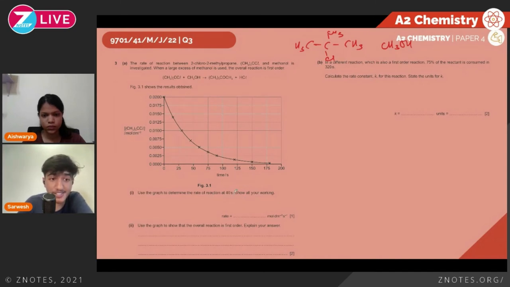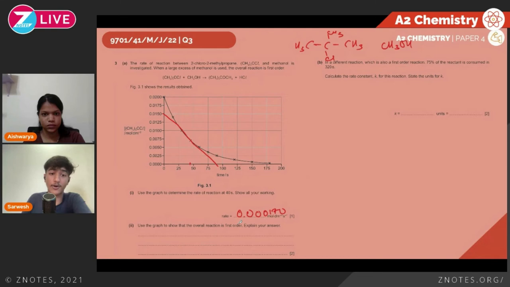So, rate of reaction at 40 seconds. Let's see, where is 40 seconds? Okay, so I would assume this would be 40 seconds. And while doing it on paper, you're supposed to draw a tangent over here like this. This is not the best tangent in the world, but let's say it counts. Based on the mark scheme, the answer which you should get would be 0.000170 mol dm^-3 s^-1. I'm unable to do this right now because I can't draw a tangent.